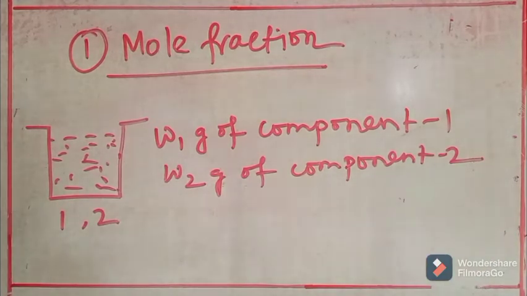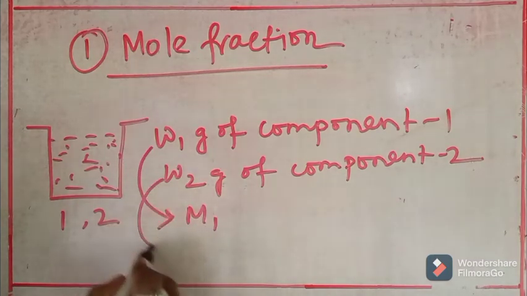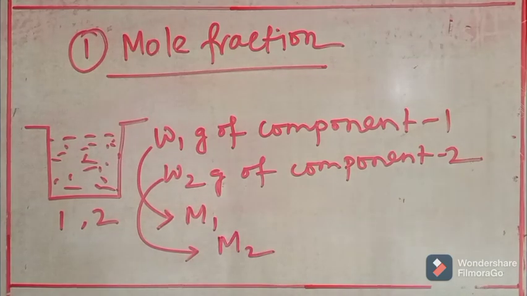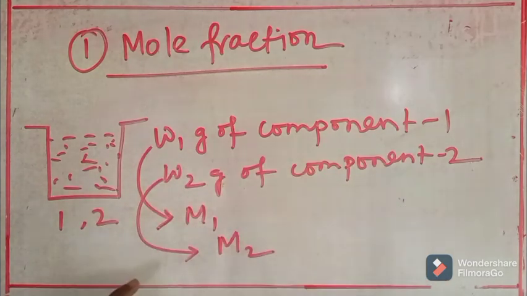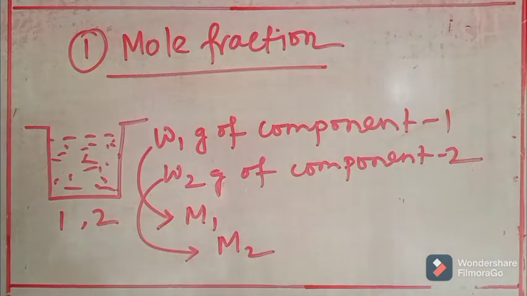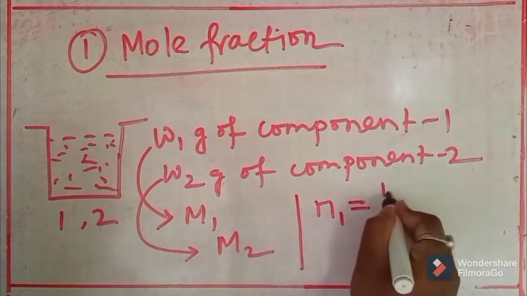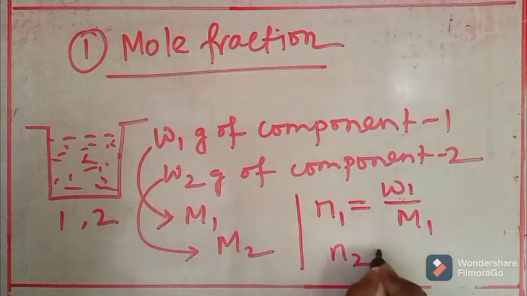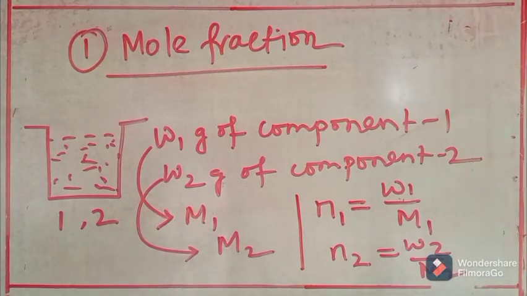Say the molecular mass of component 1 is M1 and the molecular mass of component 2 is M2, right? So there are W1 gram of component 1 and W2 gram of component 2 having molar masses M1 and M2. Now what will be their mole value? The mole of component 1 will be N1 equals W1 by M1, and the mole of component 2 will be N2 equals W2 by M2, right?